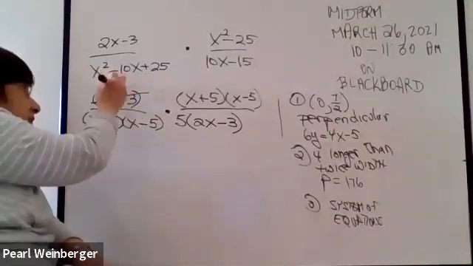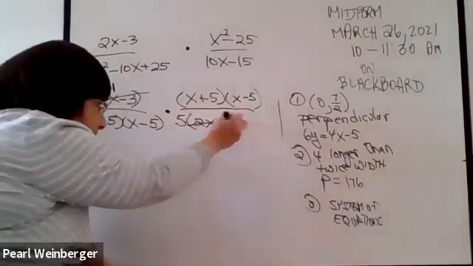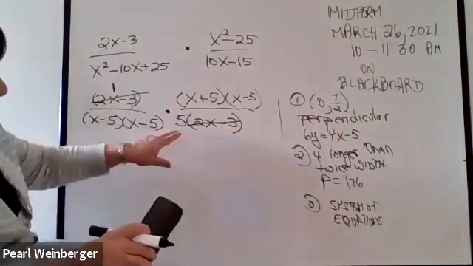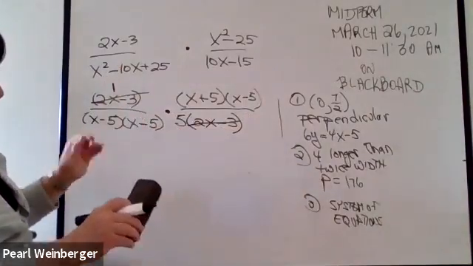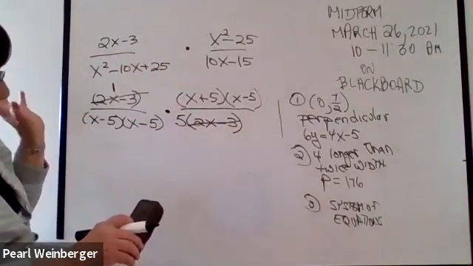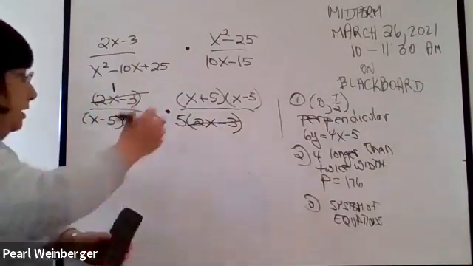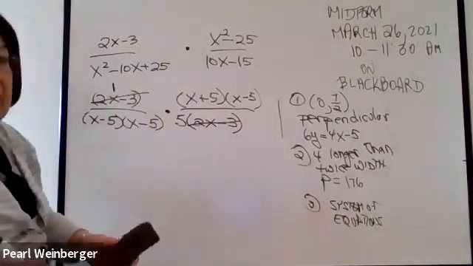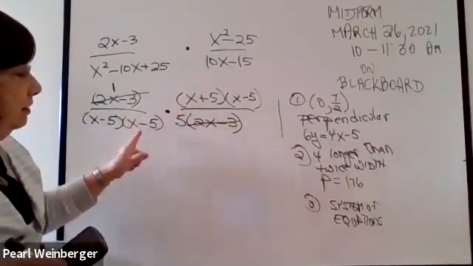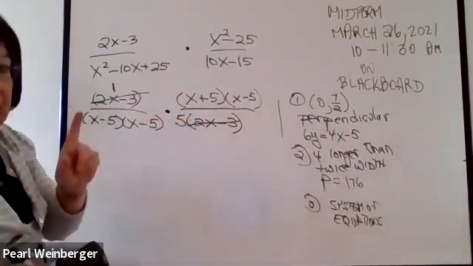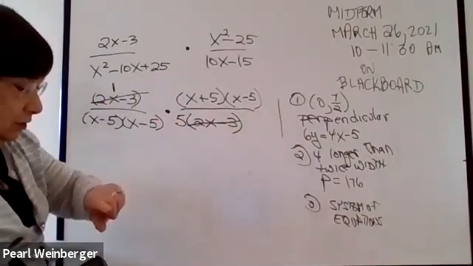Notice, since there's nothing else left here, I put a 1. I don't want to leave anything blank. If there's something else left there, it's okay, but don't leave any numerator or denominator empty. Okay, now we have an x plus 5. Is there anything we can cancel out with that x plus 5? I canceled out the x minus 5. Are you allowed to do that? Can you cancel an x plus 5 with an x minus 5? No, you have to cancel the x minus 5 and the x minus 5.